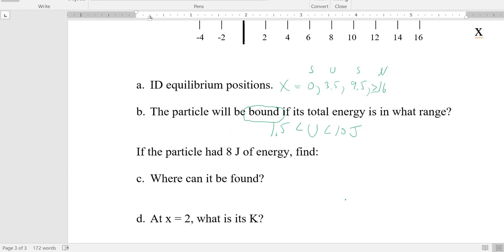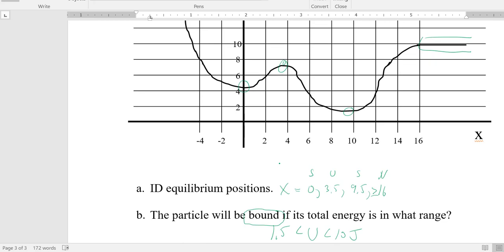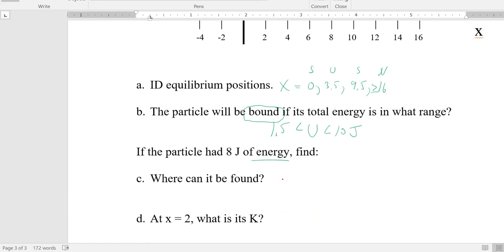Now, if the particle has 8 joules of total energy, that doesn't say potential energy, that says total energy, where can it be found? Okay, well, it can be found anywhere at or below where it has 8 joules of potential energy. So it can be found between x equals -4 all the way to x equals, that's about 13.5. So I would say from -4 to about 13.5 meters. Now you can put less than or equal to for these. That's fine. We're looking for a rough range.